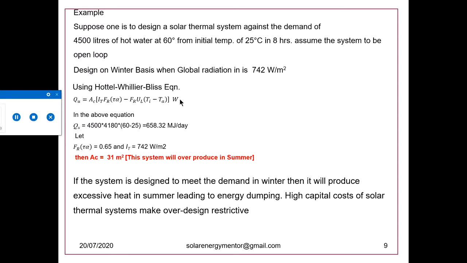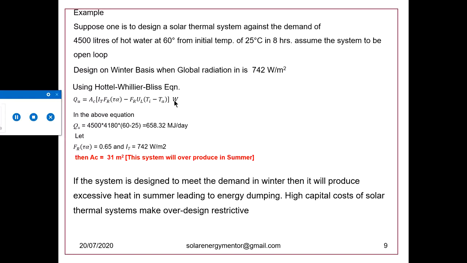Now this is the Hottel-Whillier-Bliss equation. We are again revisiting. Those who want to understand more about it are requested to refer to my previous presentations. I will again briefly explain the terms here. QU is the useful heat gain rate in watt. AC is the collector area. IT is the solar radiation intensity on an inclined surface. FR tau alpha is the characteristic of the collector. FR UL is again a characteristic loss coefficient of the collector. TI is the inlet temperature of fluid entering the collector, and Ta is the ambient temperature. So these terms form the Hottel-Whillier-Bliss equation, which is the basis of the sizing of a solar system.